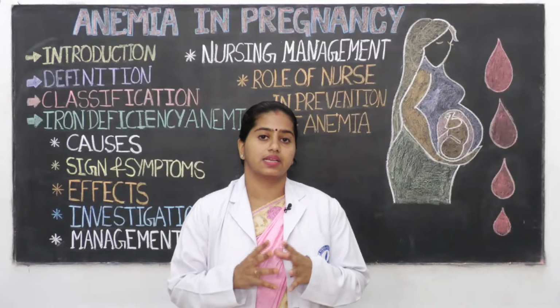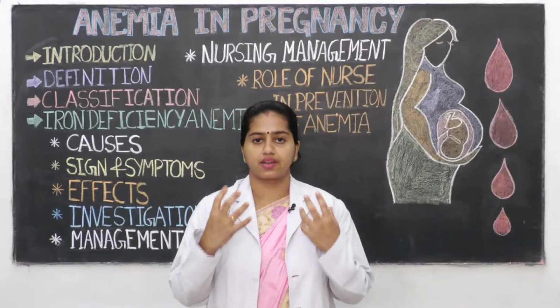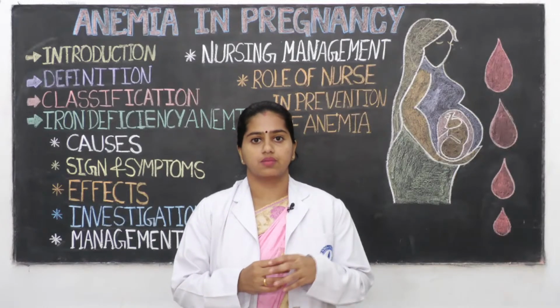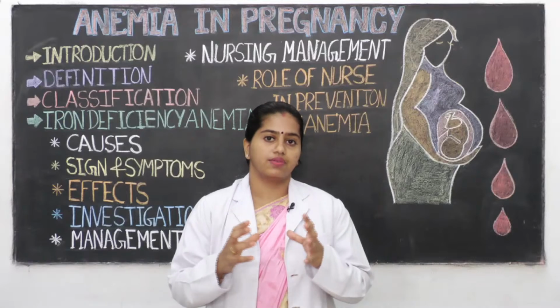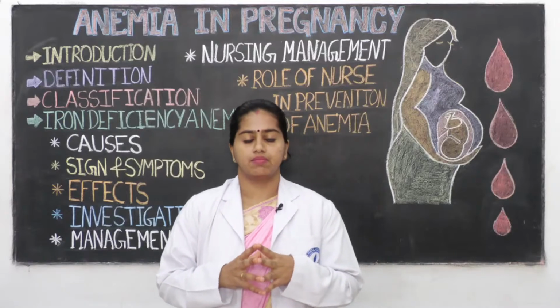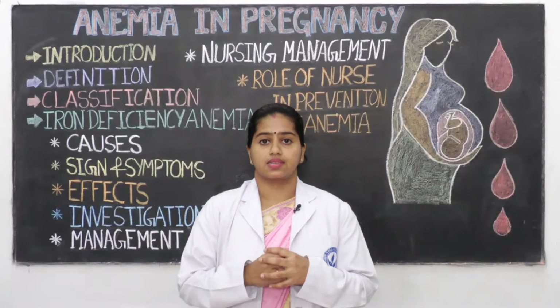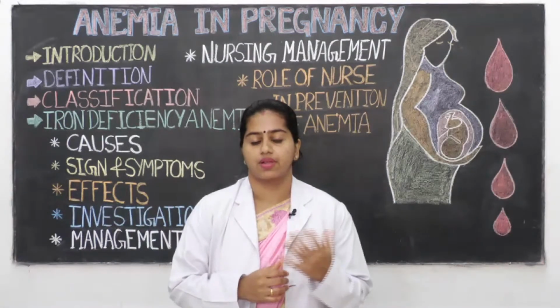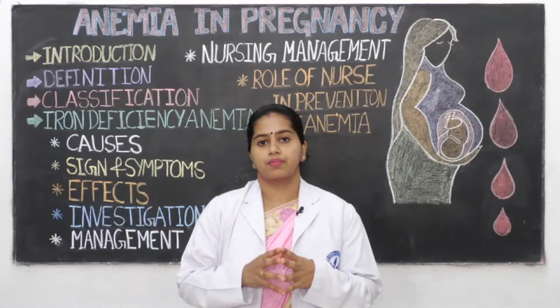We can look at the sclera or conjunctiva for paleness, nail bed paleness, and general paleness. We can ask the mother to put out the tongue and see whether paleness is there. Any edema, pedal edema or general edema, or vaginal blanching, that is paleness in the vagina while doing the vaginal examination, we can identify. These are the main physical signs.